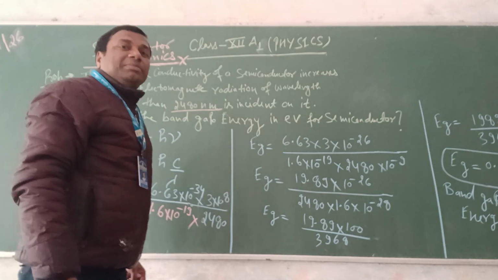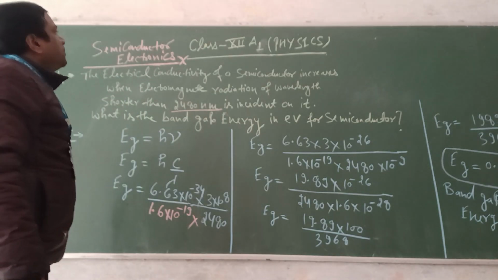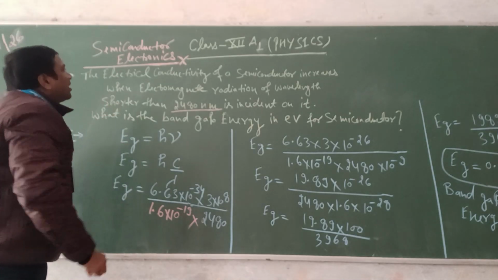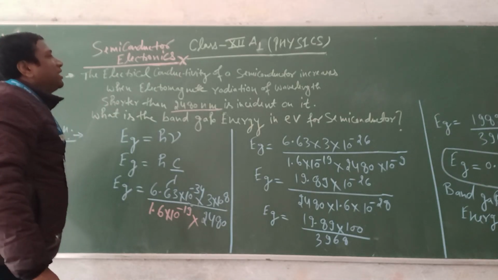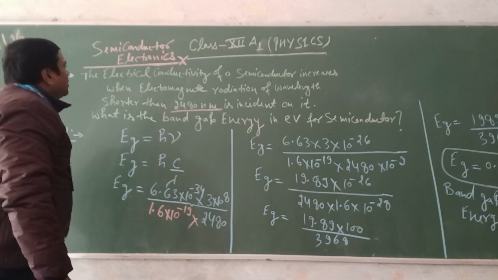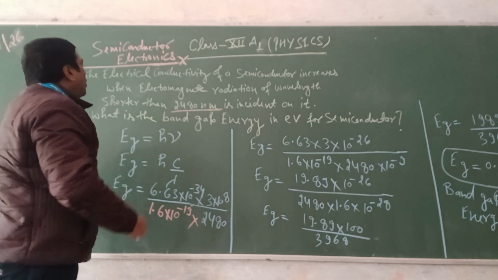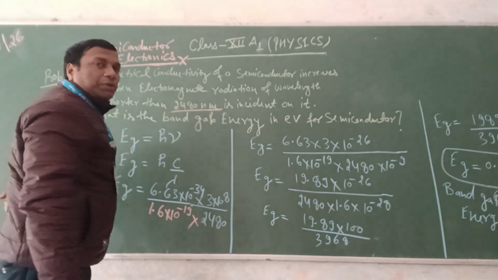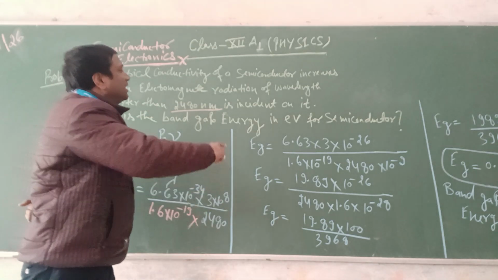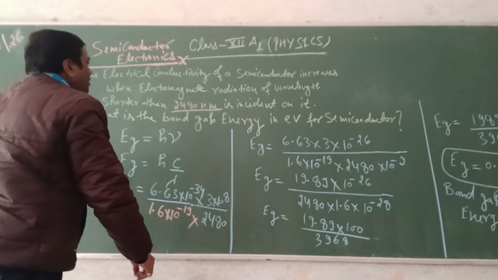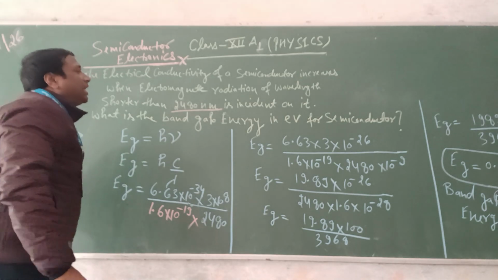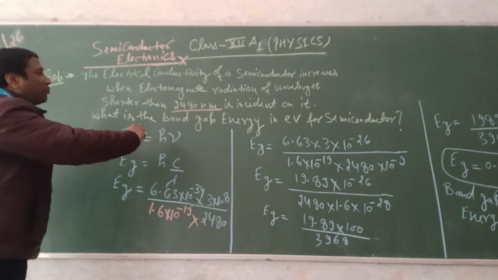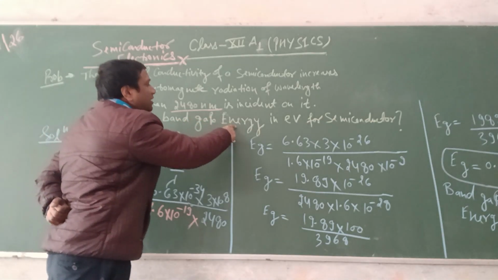Numericals on semiconductor electronics, last chapter, and the question is that the electrical conductivity of a semiconductor increases when electromagnetic radiation of wavelength shorter than 2480 nanometer is incident on it. What is the band gap energy in electron volt for the semiconductor? In the given question, we have to find out band gap energy.